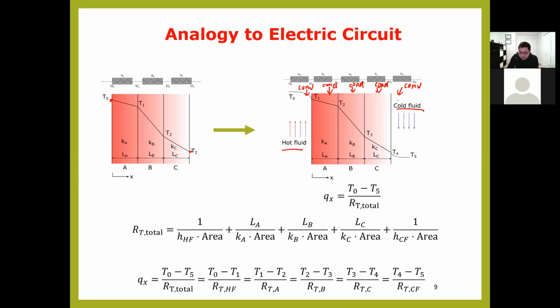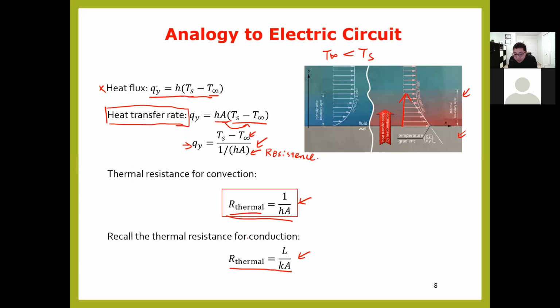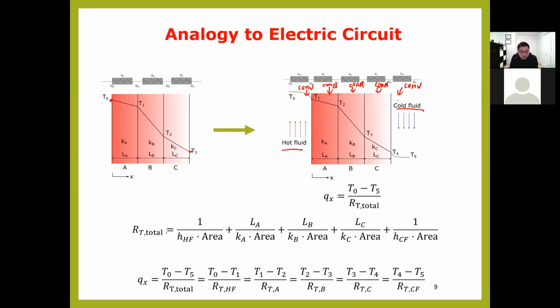And we know, going back to this, the thermal resistance for convection and for conduction. So we just need to put them together. Again, this is connected in series, which means the total thermal resistance is the summation of each thermal resistance. For the inside, left side, let's say, for convection, it's 1 over hA, where h means hot fluid, so hot fluid h times the area. This is the conduction thermal resistance for layer A, layer B, and layer C. Again, for the outside, for the cold fluid, we also have the convection thermal resistance. So the total is the summation of all of these terms.